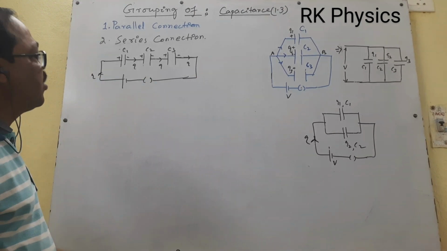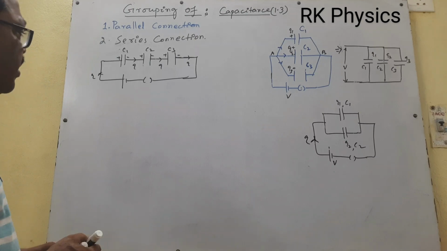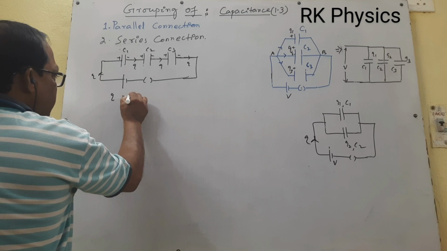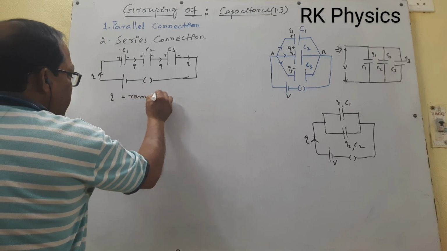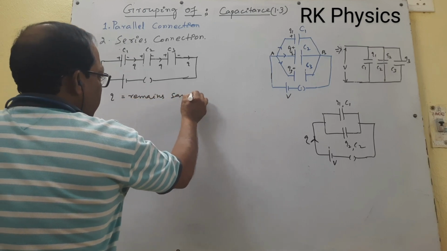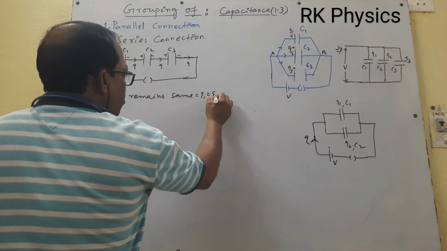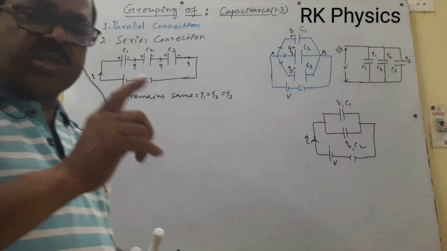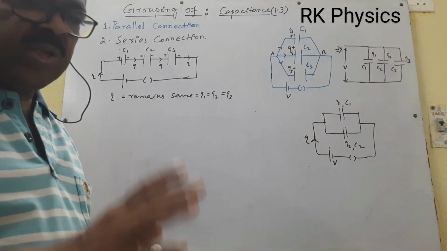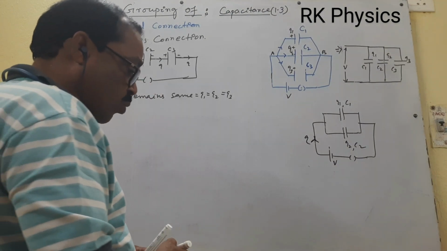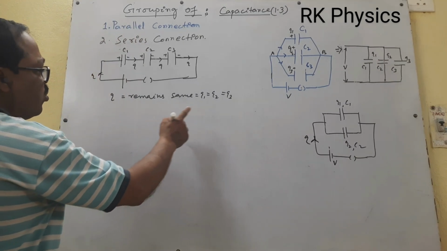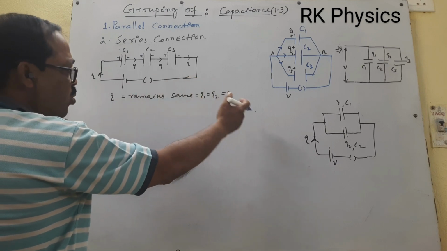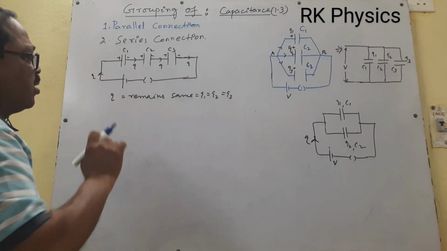Okay, and this type of grouping is called series grouping. In case of a series grouping, the charge remains the same across each capacitor. That means Q1, Q2 and Q3 are the charges stored in C1, C2 and C3. Then Q must be equal to Q1 plus Q2 plus Q3. Q1 must be equal to Q, Q2 must be equal to Q, Q3 must be equal to Q.